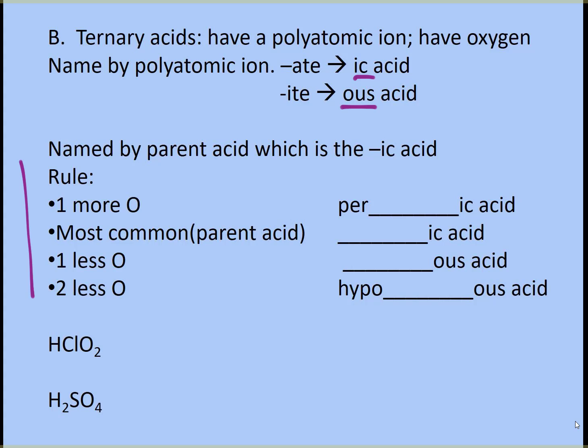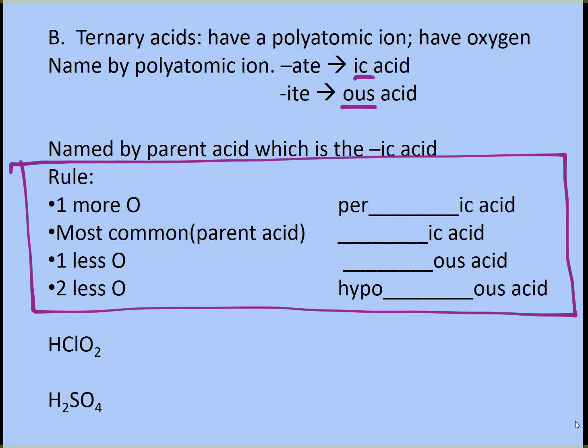And this is kind of the rule here. So the most common form of that polyatomic ion, the parent, it will be just ic. And if you have one less oxygen, it turns to ous. Two less oxygens will be hypo-ous, and one more oxygen will be per-ic. And if you look at the family, if I give you an example of acid in a family, the element right below it will have the same form.